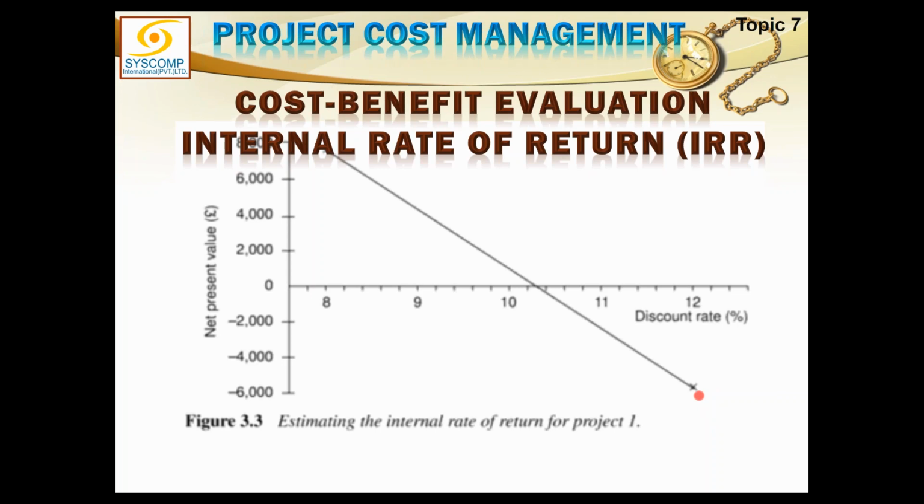So if I have two values, one positive and one negative, I can join them by a straight line and try to guess this percentage. This will be my IRR. It is very near to IRR. So you have to do the complete calculation of NPV at 8% and at 12%, and whatever the result, you have to draw a straight line. Wherever that line crosses the percentage line, that is my IRR.